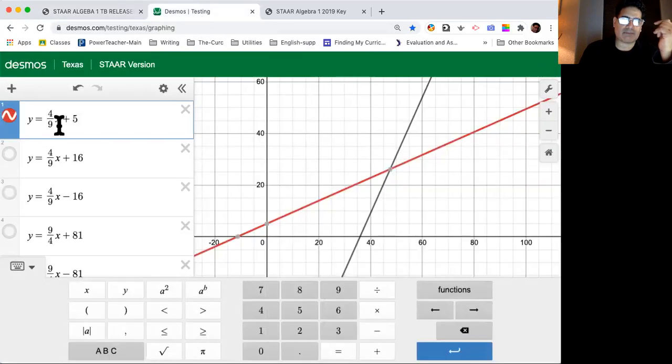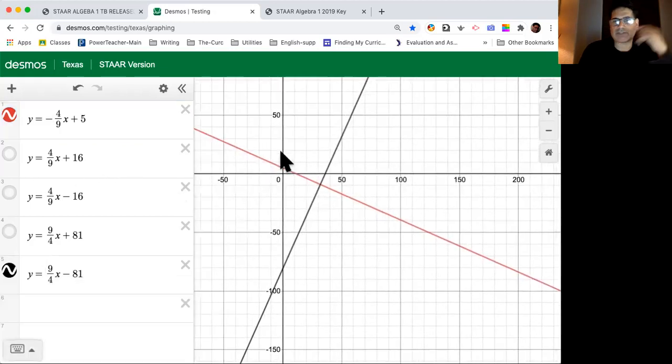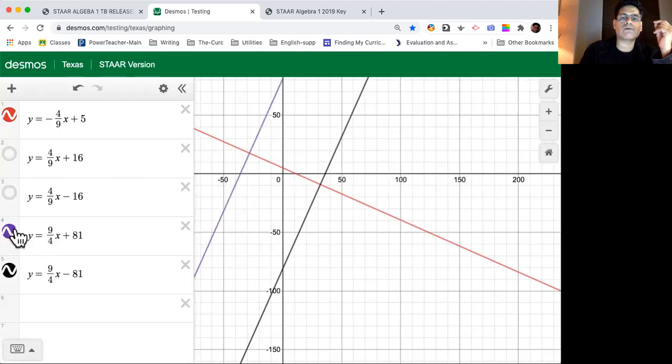You say, well, it's got to be one of these, right? Okay, well, let's get that right. -4 9. Oops, -4 9. Okay, there we go. -4 9. Okay, and now we look, something's perpendicular there. And is it the first one? No. Is it the second one? No. Is it the third one? Yeah. Look at that. Third one.